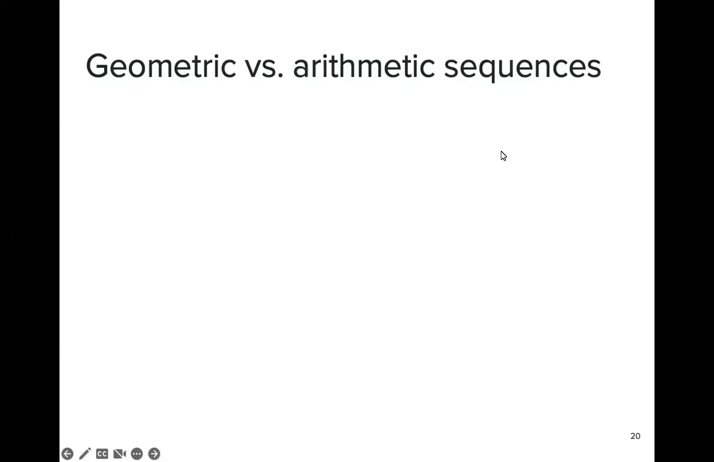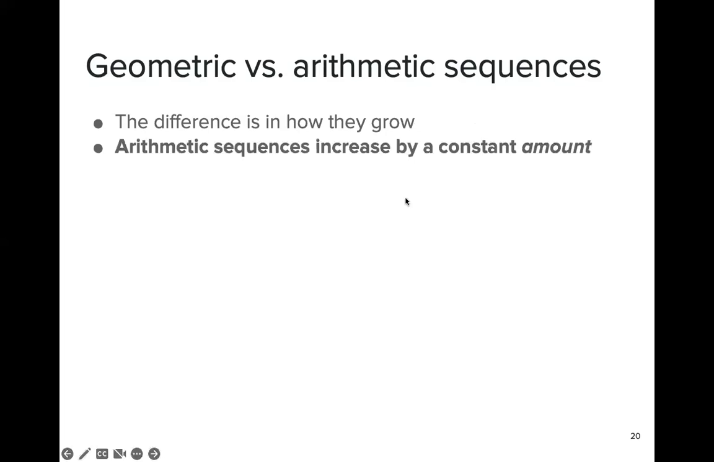So hello everyone. In this video, we are going to discuss geometric versus arithmetic sequences. The difference between these two sequences is in how they grow. Arithmetic sequences increase by a constant amount.